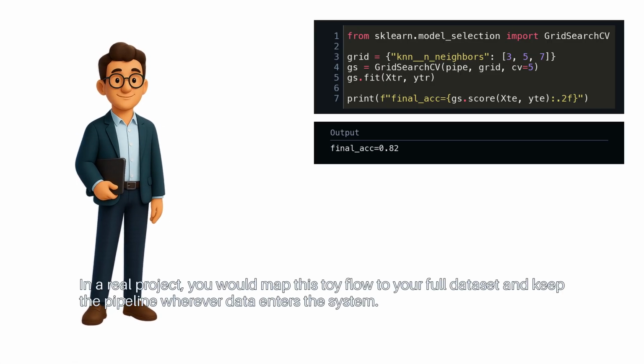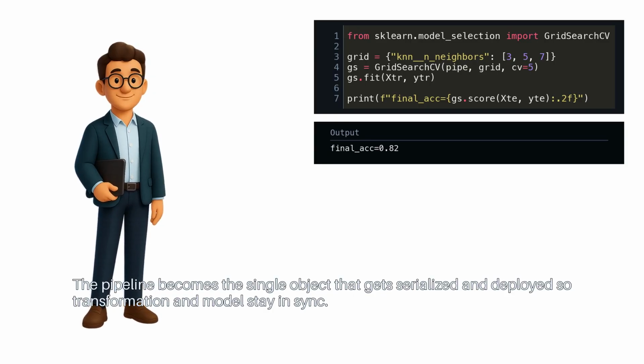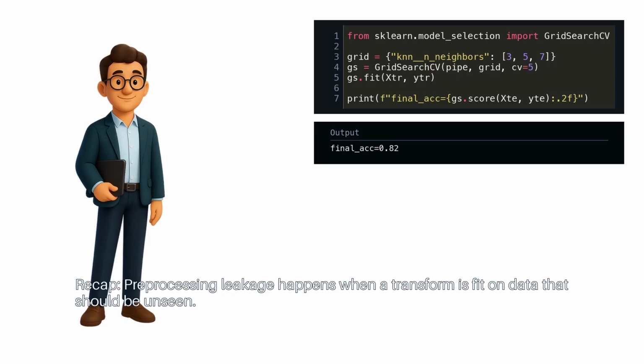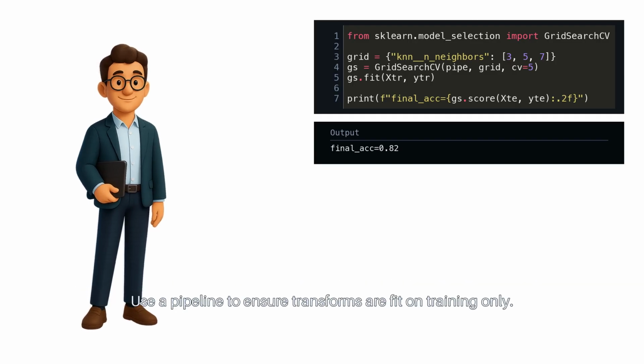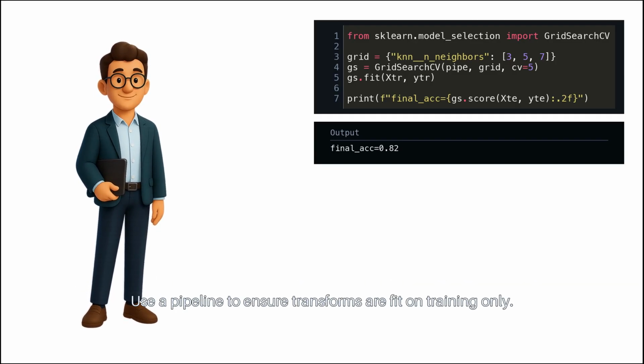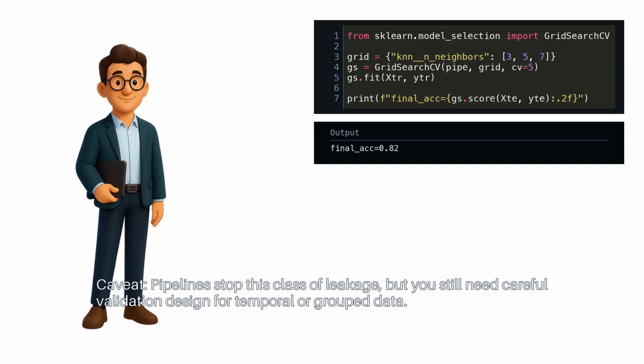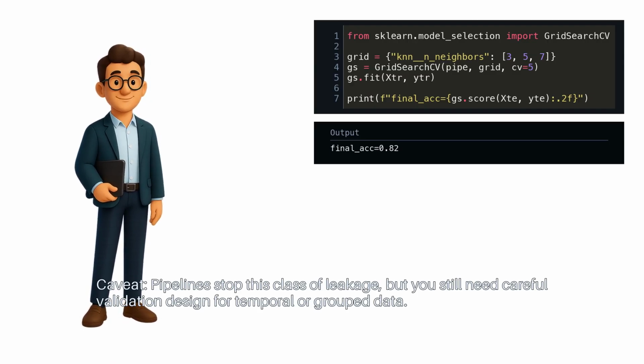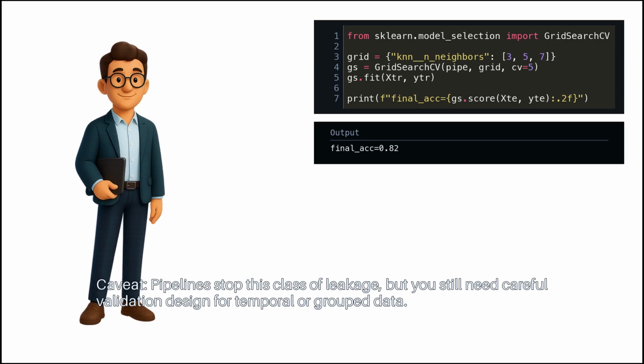In a real project, you would map this toy flow to your full dataset and keep the pipeline wherever data enters the system. The pipeline becomes the single object that gets serialized and deployed, so transformation and model stay in sync. Recap: preprocessing leakage happens when a transform is fit on data that should be unseen. Use a pipeline to ensure transforms are fit on training only. Caveat: pipelines stop this class of leakage, but you still need careful validation design for temporal or grouped data.